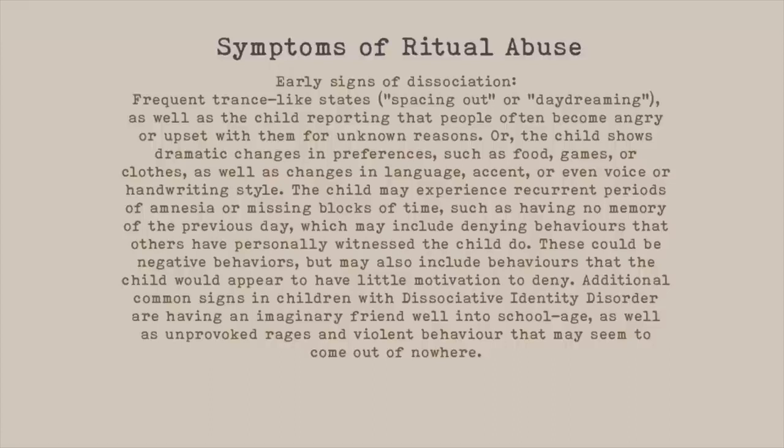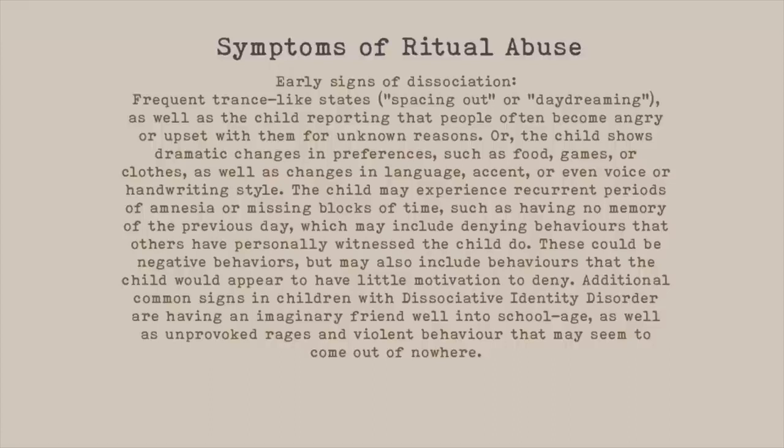Early signs of dissociation: frequent trance-like states, spacing out or daydreaming, as well as the child reporting that people often become angry or upset with them for unknown reasons, or the child shows dramatic changes in preferences such as food, games, or clothes, as well as changes in language, accent, or even voice or handwriting. The child may experience recurrent periods of amnesia or missing blocks of time, such as having no memory of the previous day, which may include denying behaviors that others have personally witnessed the child do.